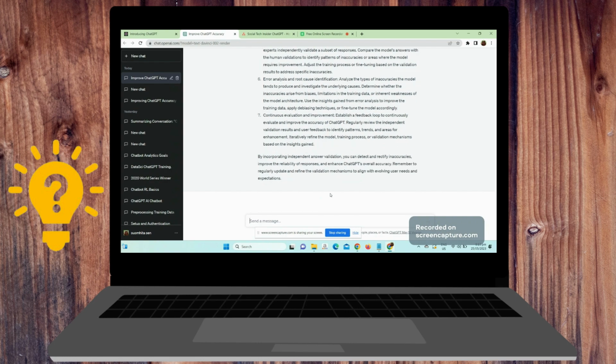These strategies can assist you in enhancing the accuracy of ChatGPT's responses. Remember to maintain a critical mindset, as the model may occasionally generate incorrect or unreliable information.